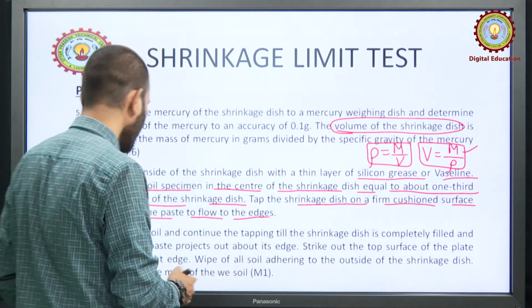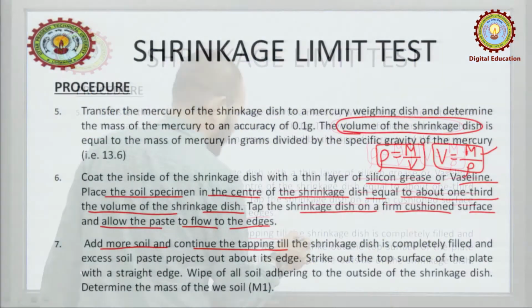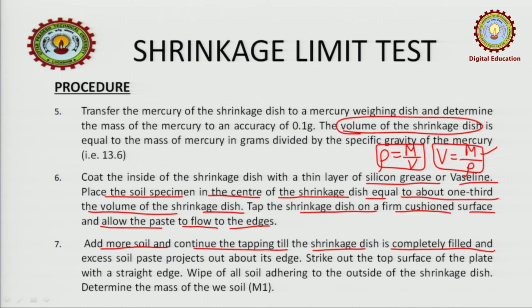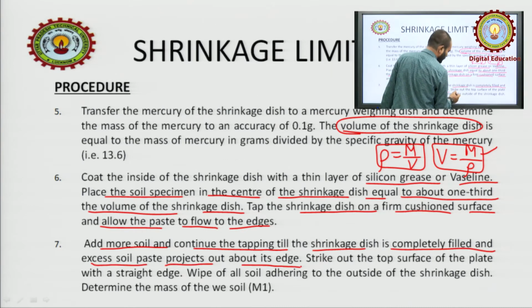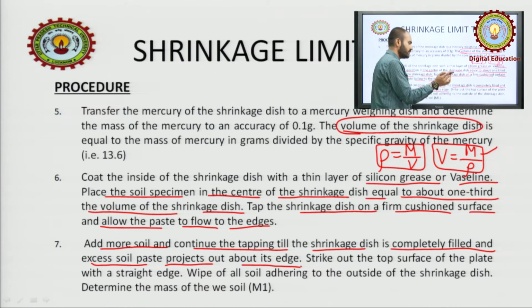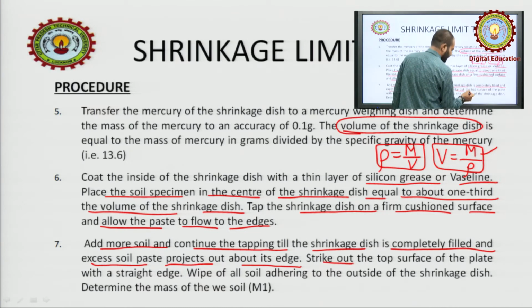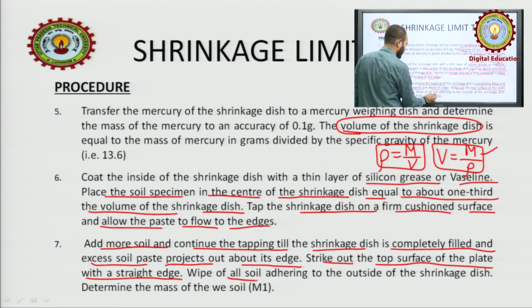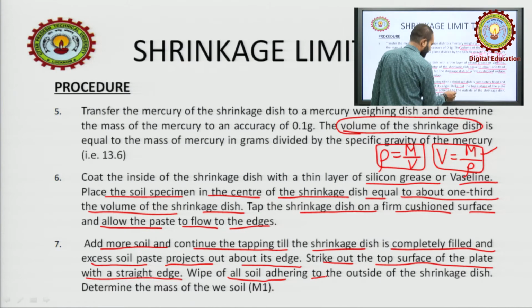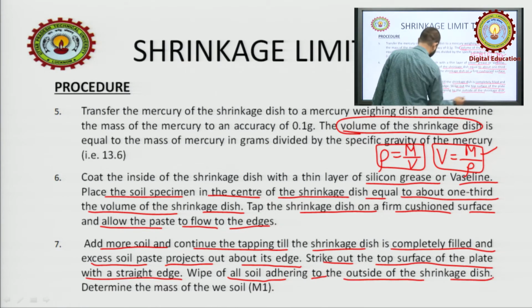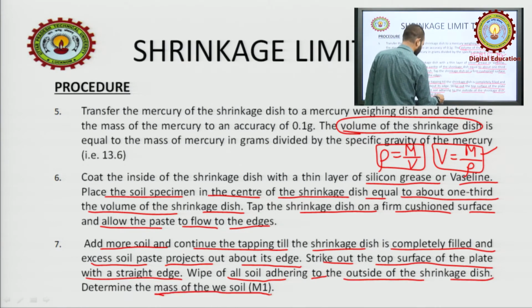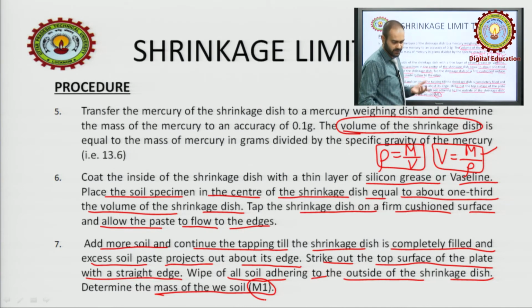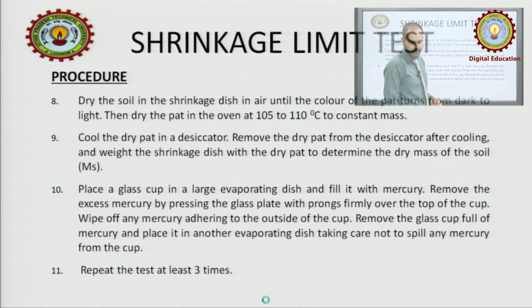Add more soil and continue the tapping till the shrinkage dish is completely filled and excess soil paste projects out above its top. Now, what will we do? We will strike it off. We will remove that extra part. Strike off the top surface of the dish with a straight edge. Wipe off all soil adhering to the outside of the shrinkage dish. Now, we will find the mass of this, which will be your m1. Once you have done this procedure, you will get m1 by measuring its mass.